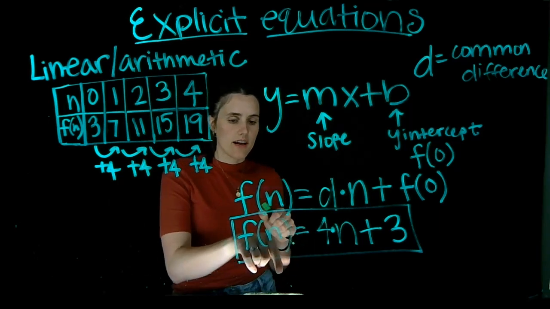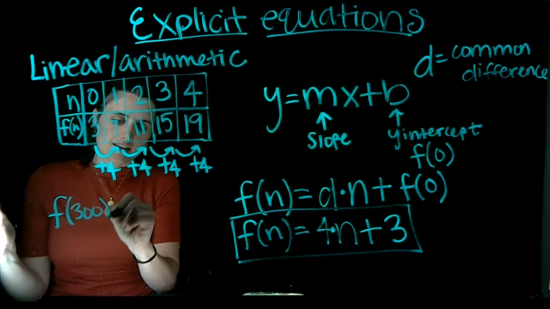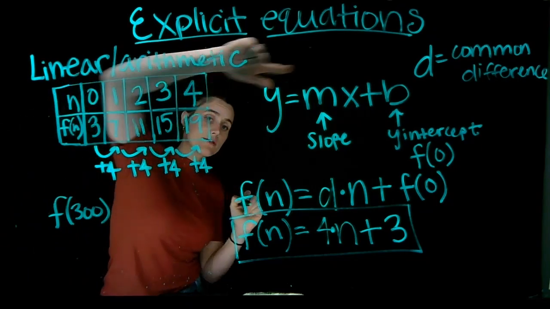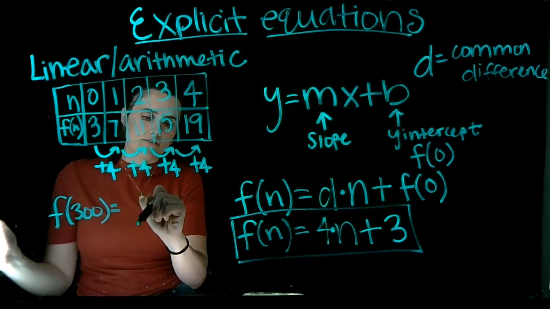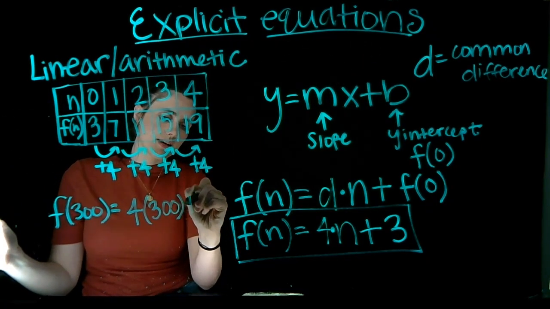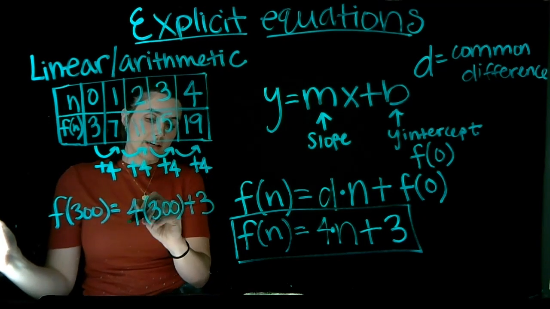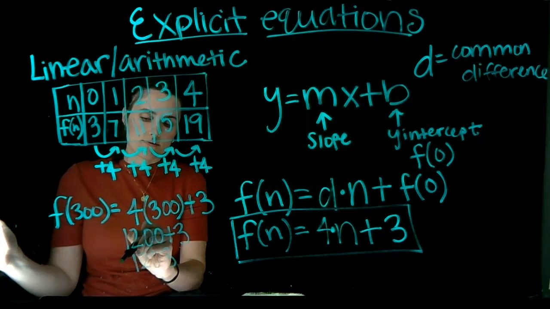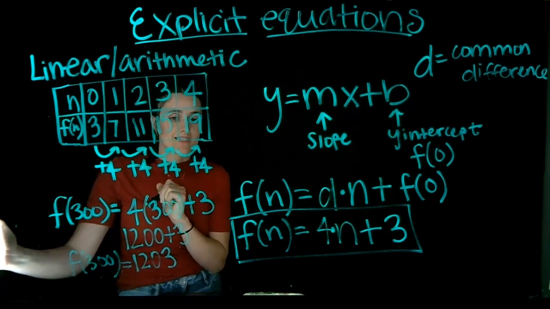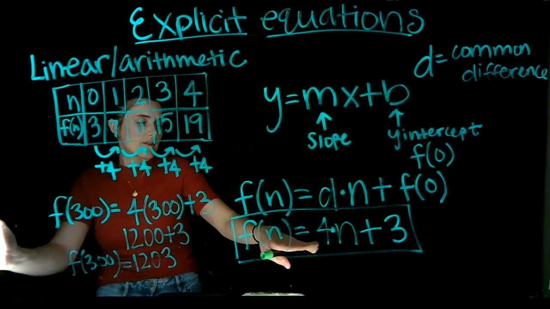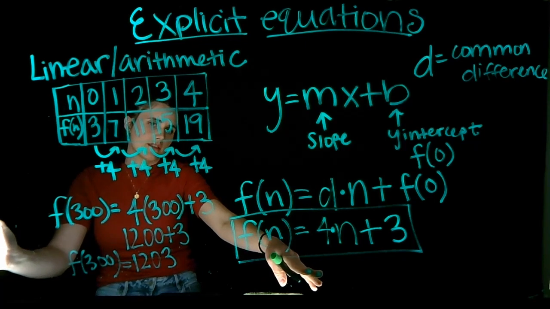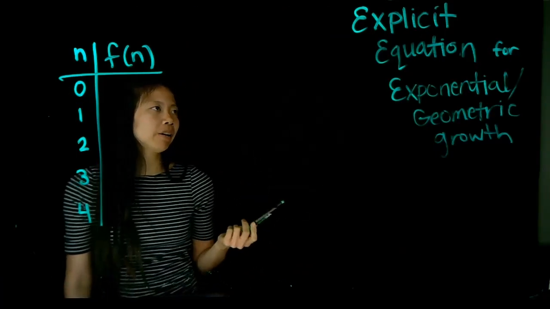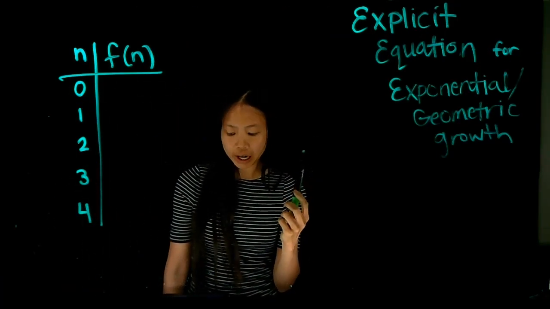We could just say that f of 300, that tells me if n is 300, I want to know the 300th term of my table, it's going to be equal to 4 times 300 plus 3. So 4 times 300 is 1200 plus 3 equals 1203. And this would be my 300th term. It's a lot easier to find the 300th term with an explicit equation than it would be with recursive, having to expand your table.